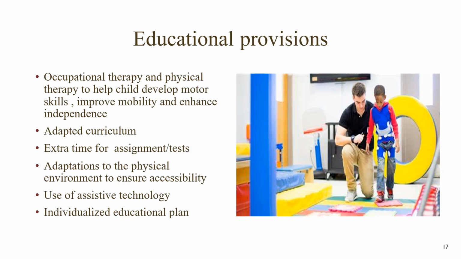Let's see the educational provisions for children with cerebral palsy. Occupational and physical therapy, so that it will improve mobility and independence. Adapted curriculum, where modifications are based on the child's learning needs. Extended time for assignments or exams to accommodate motor challenges. Accessible classrooms such as ramps, elevators and adapted seating arrangements. Assistive technology such as speech-to-text, communication boards and adaptive devices. Individualized educational plans that are tailored to meet specific needs of the child.